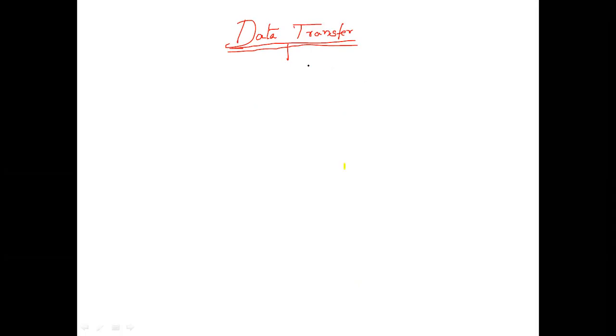This data transfer in computer organization has been divided into two. The first one is synchronous data transfer, and the second one is asynchronous data transfer. So these are the two modes of data transfer. Data can be transferred from source to destination in synchronous mode or in asynchronous mode.